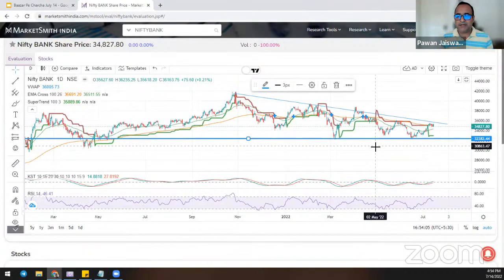So I am expecting that most probably it will remain holding above 32,000, and there would be some positive hope unless and until it breaks 32,000. So please consider 32,000 as a critical level on the downside.